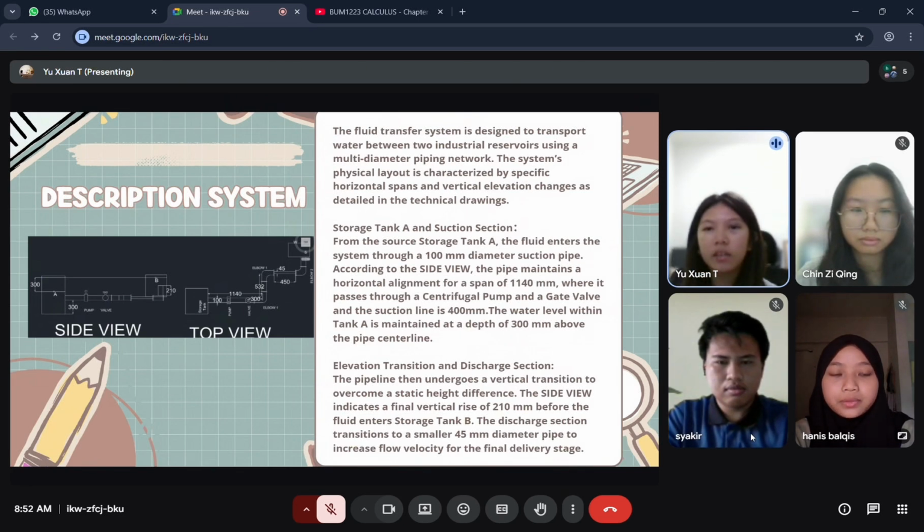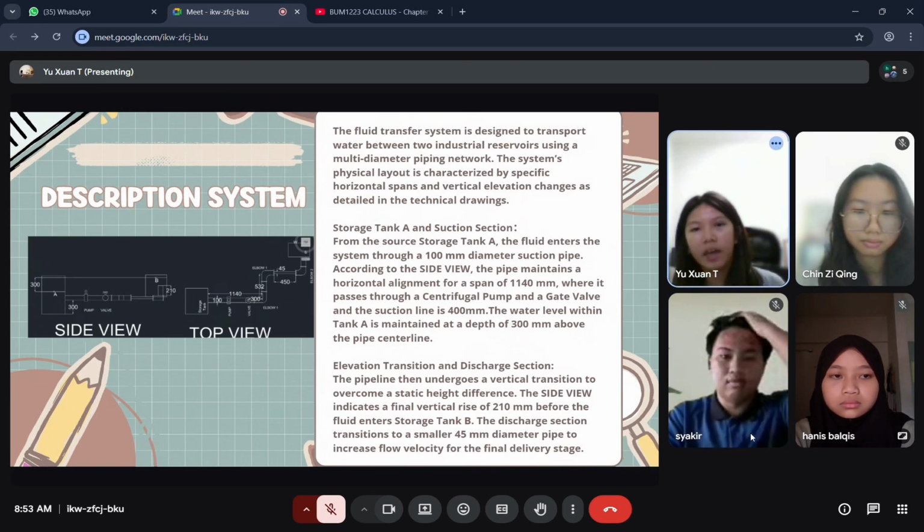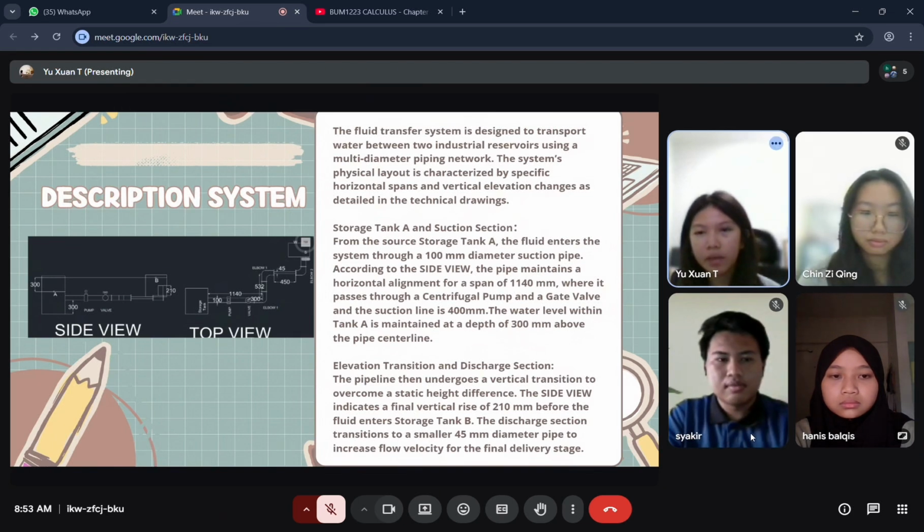Storage tank A and suction section. From the storage tank A, the fluid enters the system through a 100 mm diameter suction pipe. According to the side view, the pipe maintains a horizontal alignment for a span of 11,040 mm, where it passes through a centrifugal pump and a foot valve, and the suction line is 400 mm. The water level within tank A is maintained at a depth of 300 mm above the pipe center line.